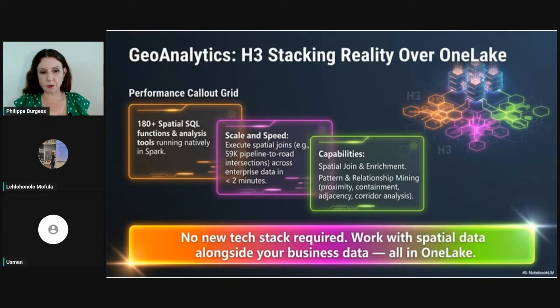Esri is bringing in 180 spatial SQL functions and analysis tools that can be natively run in Spark, for scale and speed, to execute spatial joins. So you can have 59,000 pipelines to road intersections, and you can get that in less than 2 minutes. And the capabilities include spatial joins and enrichments, pattern and relationship mining, proximity, containment, adjacency, and corridor analysis. With all of this, no new tech stack required. Work in spatial data alongside your business data, all in OneLake.